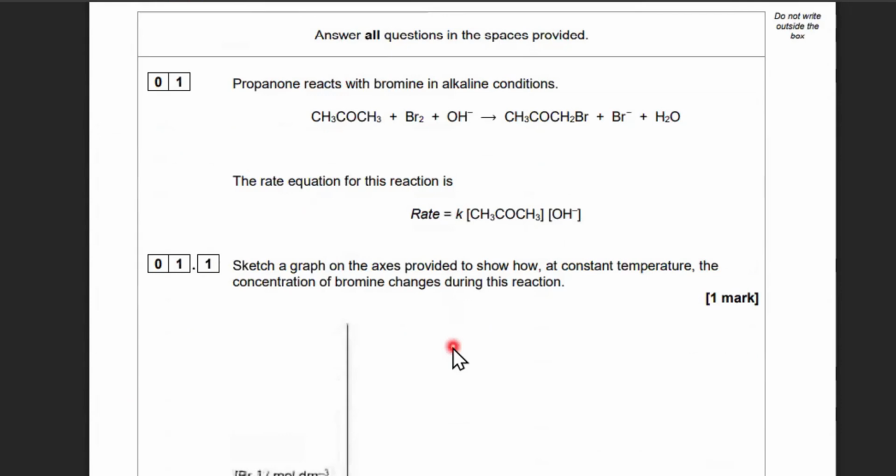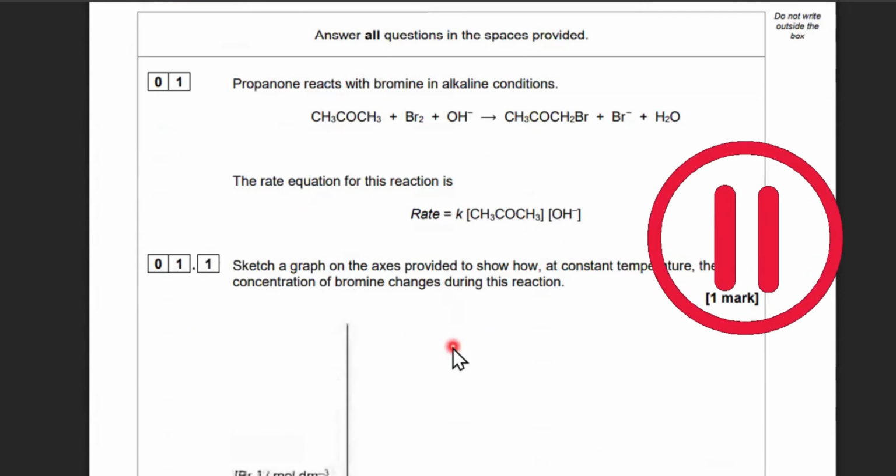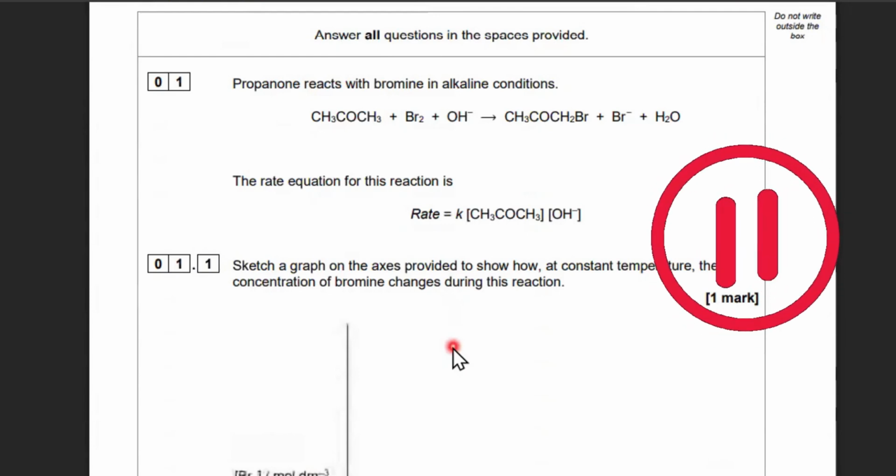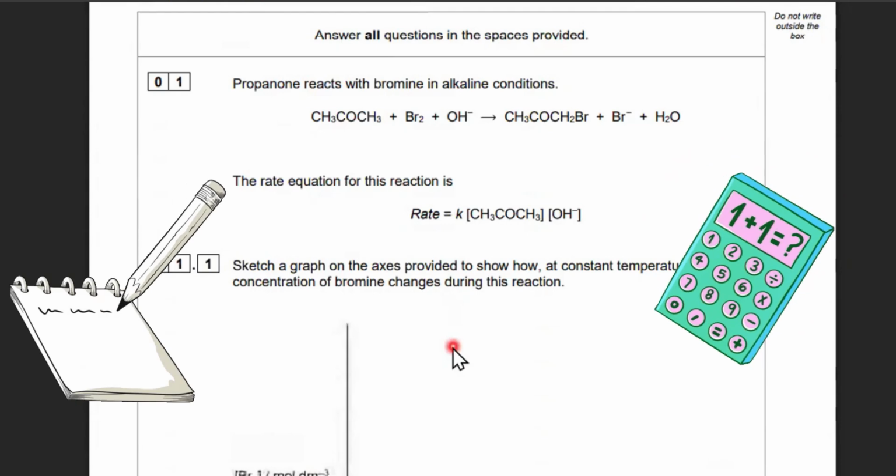So don't forget, at the start of each question, press pause on the video. You might want to listen to me read out the stem, but then press pause on the video, grab a pen, grab a paper, grab your calculator and have a go. All right, I'm going through the questions.